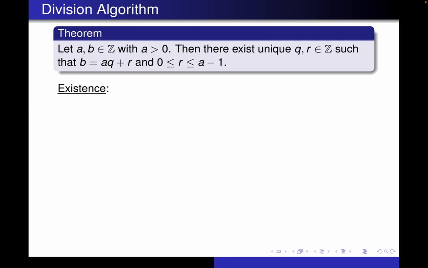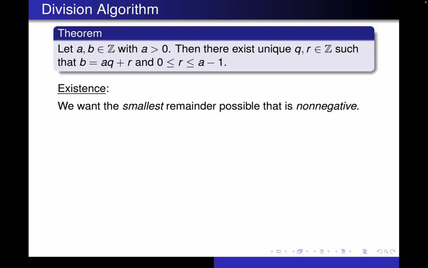So here is how we're going to approach the existence part of the proof. Remember, we want the smallest remainder possible that is also non-negative. And if you see smallest and non-negative, and by the way, it's an integer, all three of those things together, then we're really talking about the well-ordering principle, right? The well-ordering principle is a perfect fit for that type of problem.